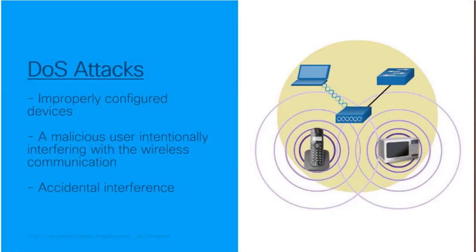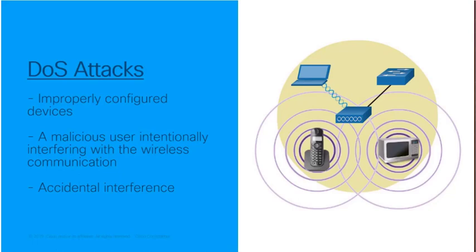How do denial of service attacks happen on wireless? Well, they can happen because of things like improperly configured devices. Configuration errors can disable a wireless network. For instance, an administrator could accidentally disable the network with a disable button. Or even an intruder with administrator privileges could intentionally disable the wireless local area network.